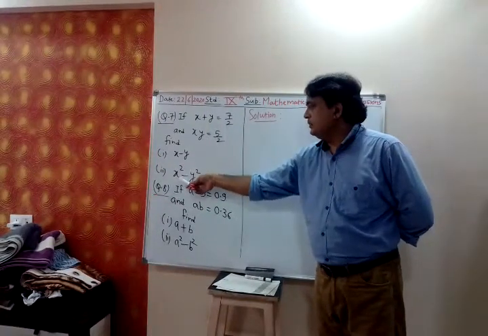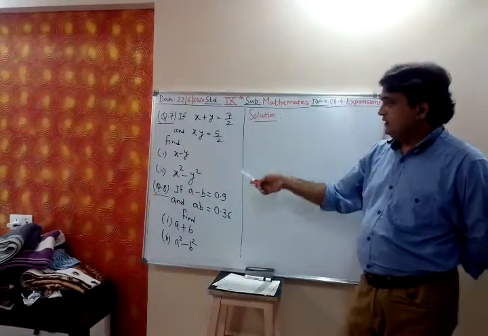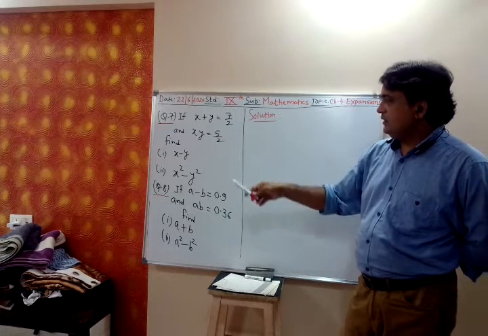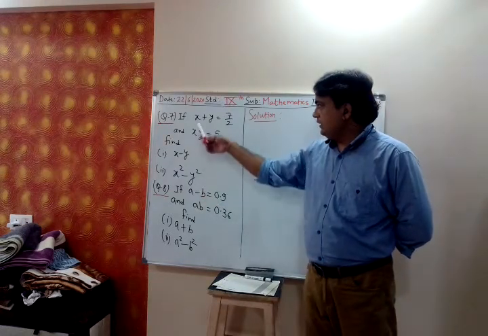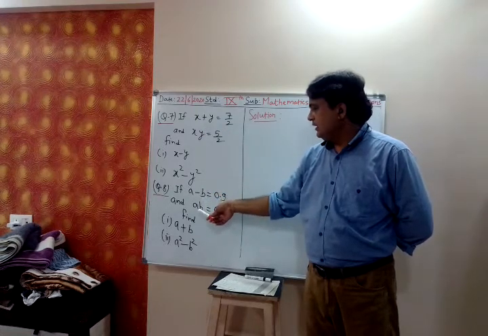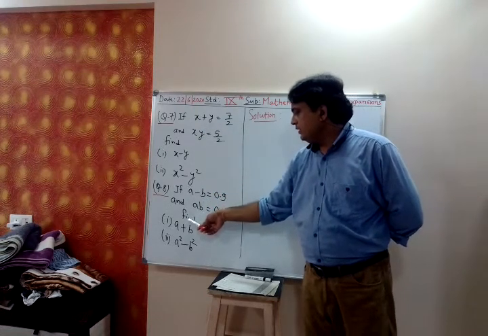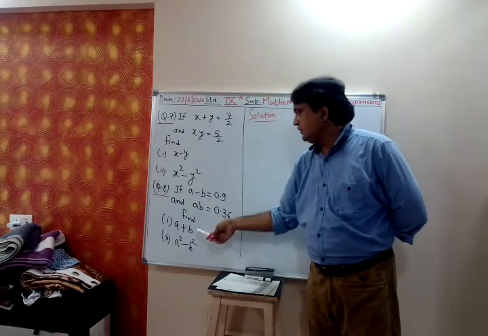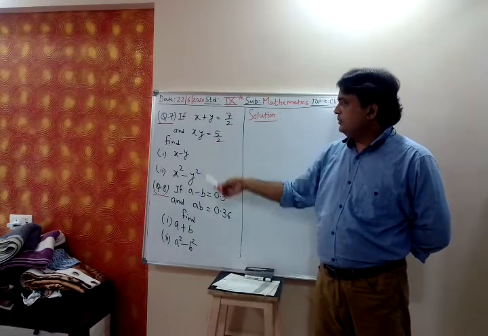Minus y and x square minus y square. The same question is there in question number A. You are given, instead of a plus b, a minus b. Then ab is given. Find the value of a plus b and a square minus b square. So both the problems are the same.